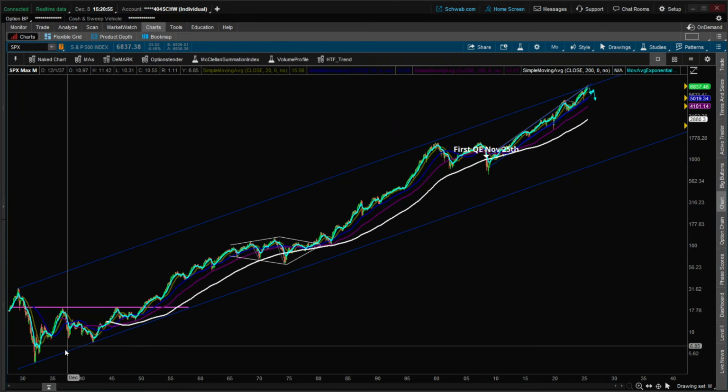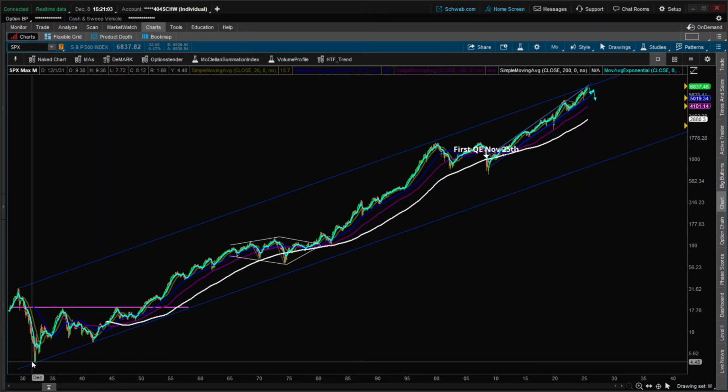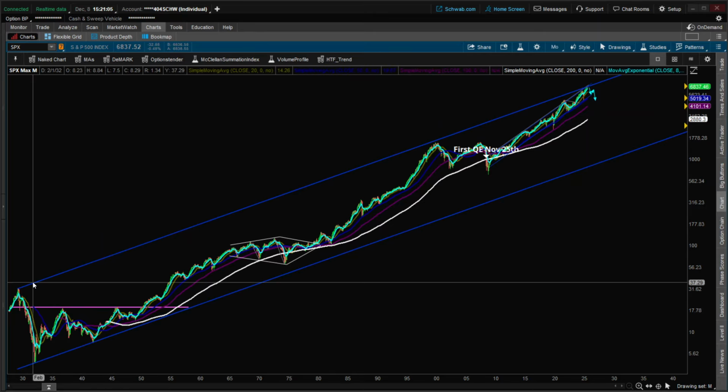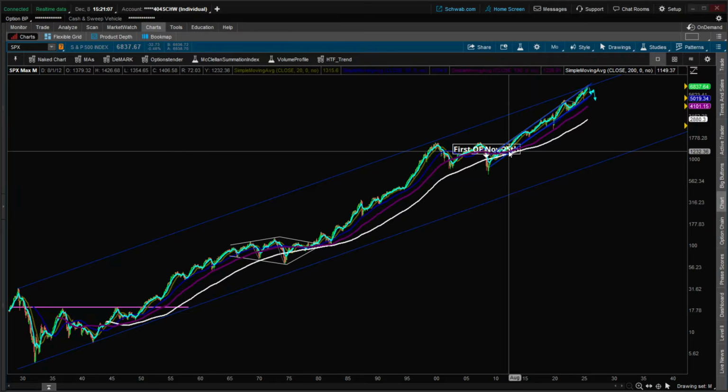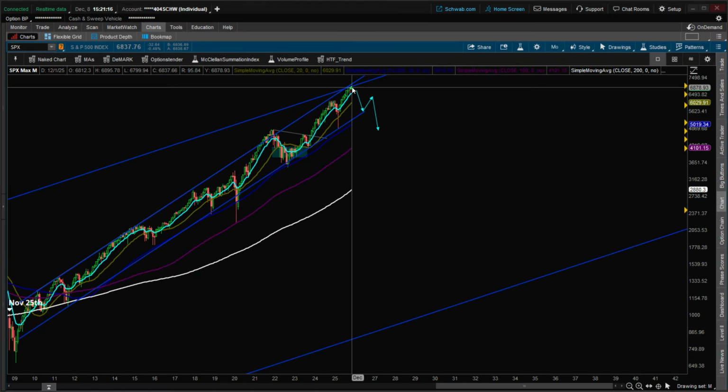But if we line up, and this isn't mine, who was I looking at? Ron Walker. Lined up these two bottoms here, and then I lined it up with the top, and lo and behold, let me move that back here. Lo and behold, we're right at that channel top there.